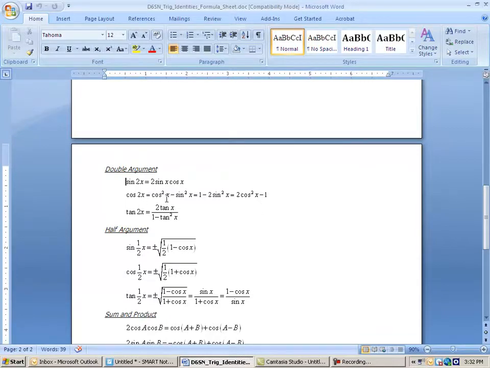Cosine of 2x is weird. It has 3 different forms. Because cosine squared plus sine squared is 1, you can replace cosine squared with 1 minus sine squared and you get the second formula. Or you could replace sine squared with 1 minus cosine squared and you get the third formula. So you get 3 choices for cosine of 2x. And then there's your tangent of 2x formula. So we're going to be looking at that.